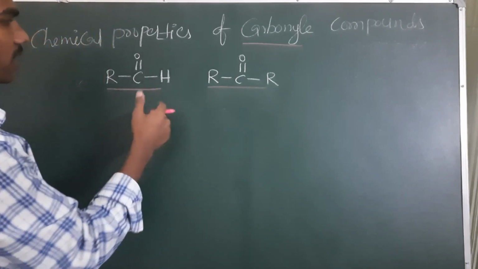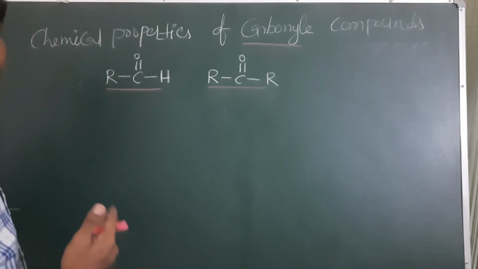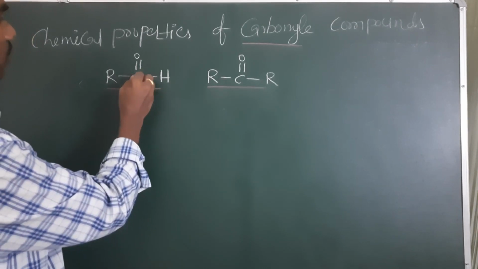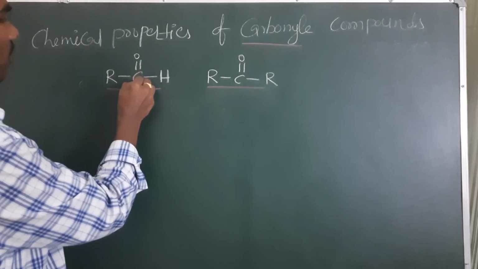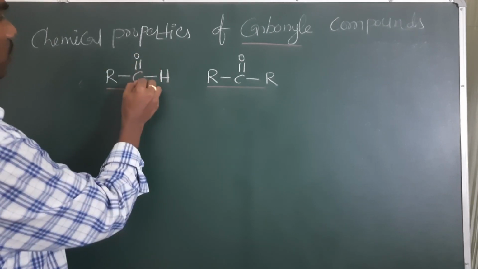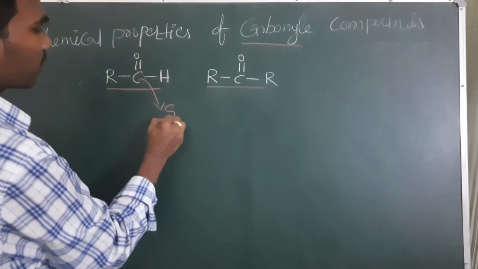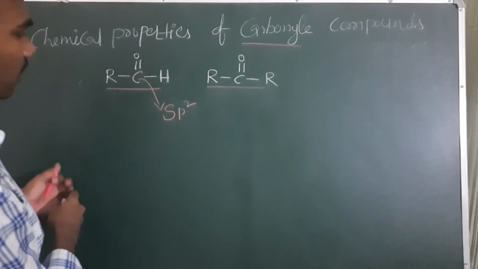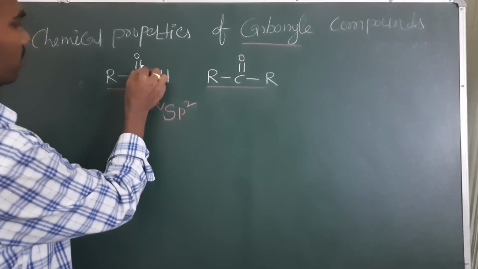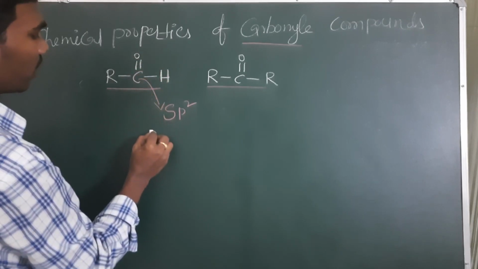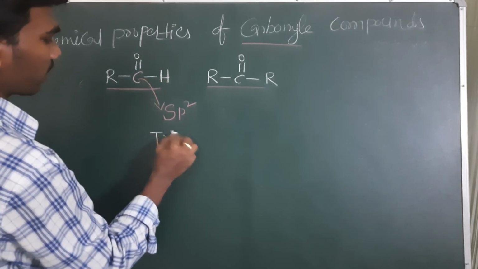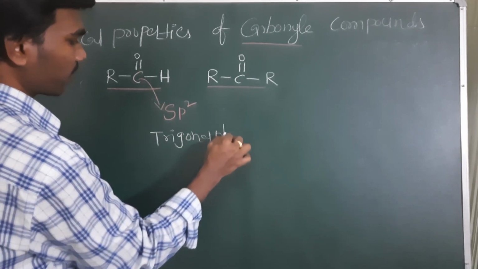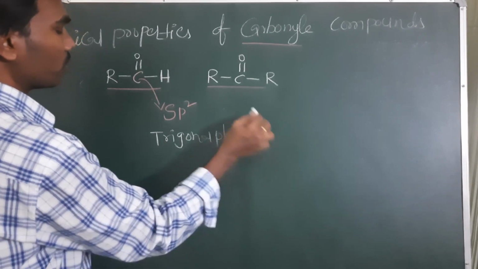So, these aldehydes and ketones will participate in which type of chemical reactions? Here you see an aldehyde. In this aldehyde, this is carbon, this is oxygen. This carbon undergoes sp2 hybridization. Because of this sp2 hybridization, the structure of this carbonyl carbon is trigonal planar geometry.